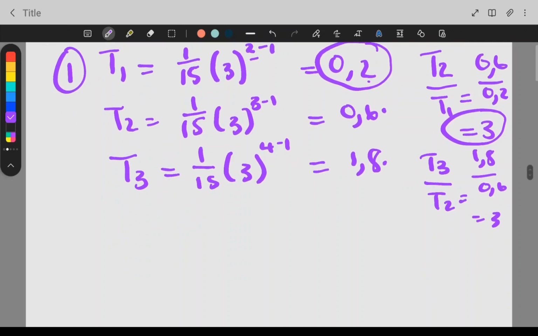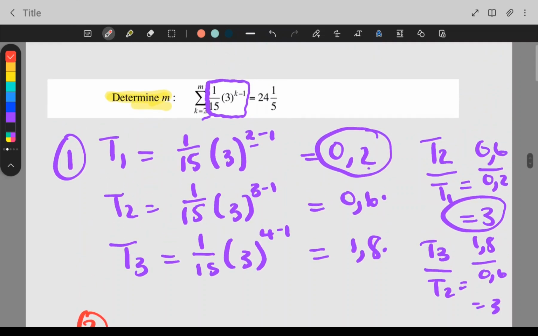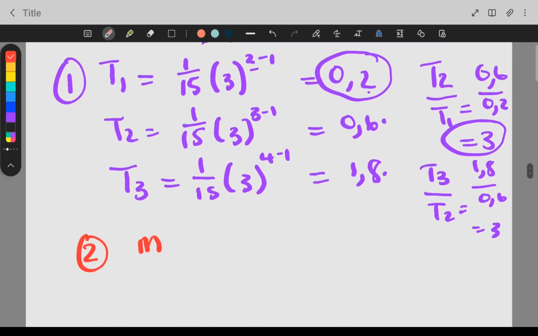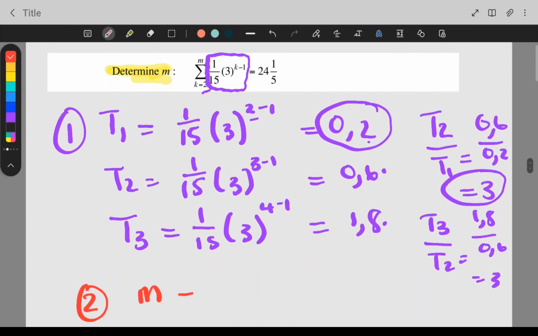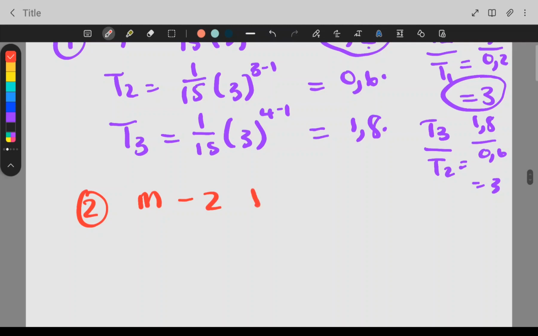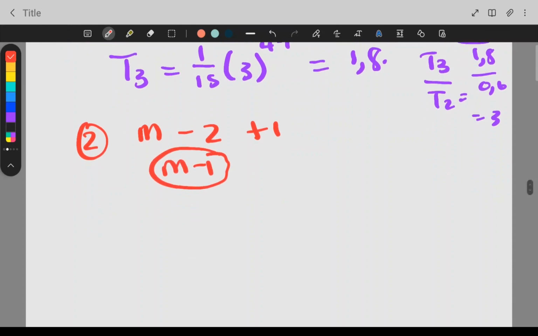Step number 2. Find out the number of terms. Top minus bottom plus 1. So let's go. Top, what's on top? M. So top minus, what's at the bottom? 2 plus 1. What's M minus 2 plus 1? It's M minus 1. And then we're going to sub into the formula.